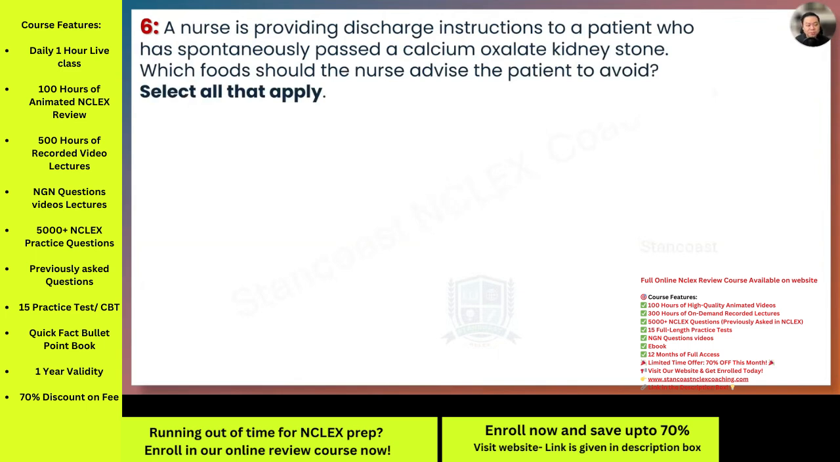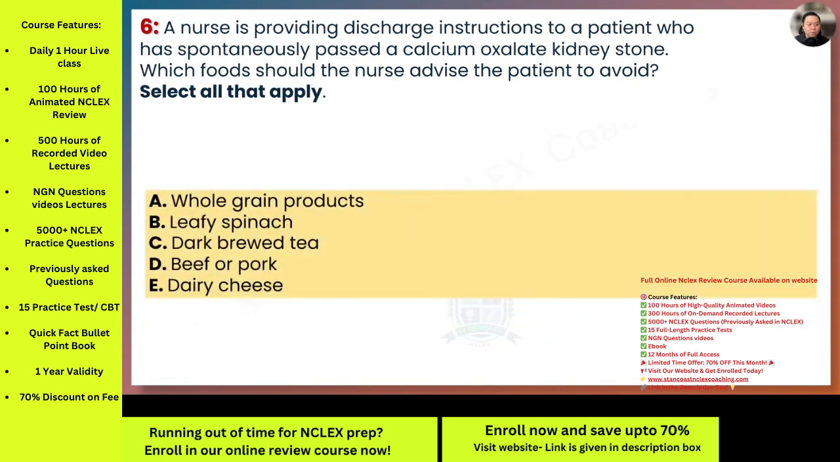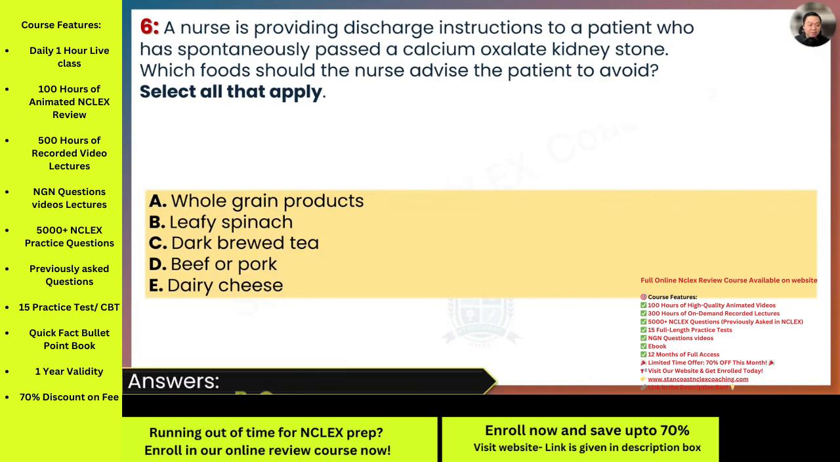6. A nurse is providing discharge instructions to a patient who has spontaneously passed a calcium oxalate kidney stone. Which foods should the nurse advise the patient to avoid? Select all that apply. Options: A, whole grain products; B, leafy spinach; C, dark brewed tea; D, beef or pork; E, dairy cheese. The answers here are options B and C.